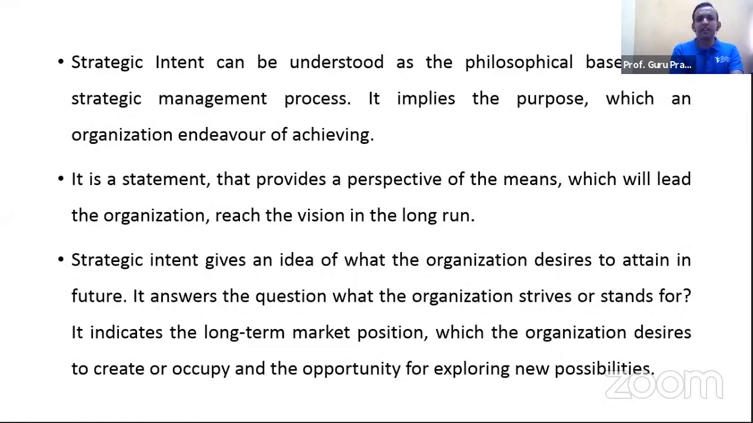Minimum 20-30 years down the line, I want to be a world class education center. I want to be this, I want to be that, I want to be excellent in customer services, clientele services, anything. I want to be the best in the technology. This vision statement is prepared by top management. We all discussed about it. The vision and mission statement is prepared by the top management.